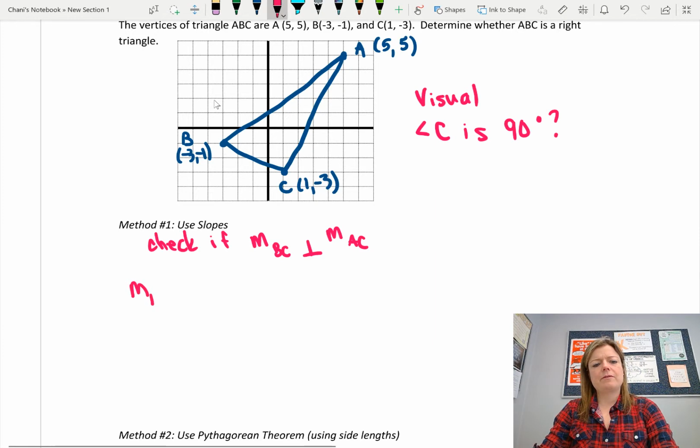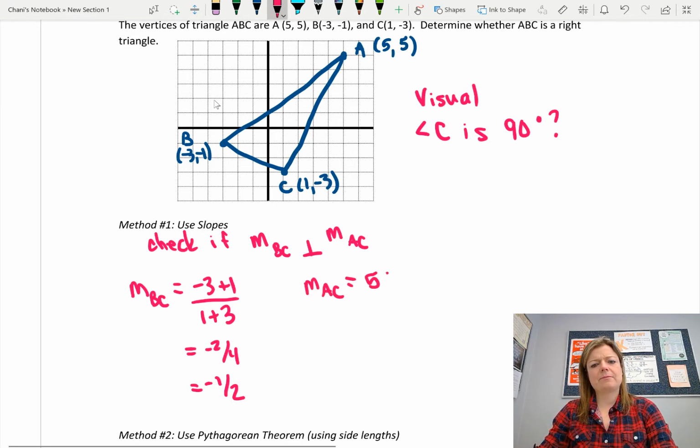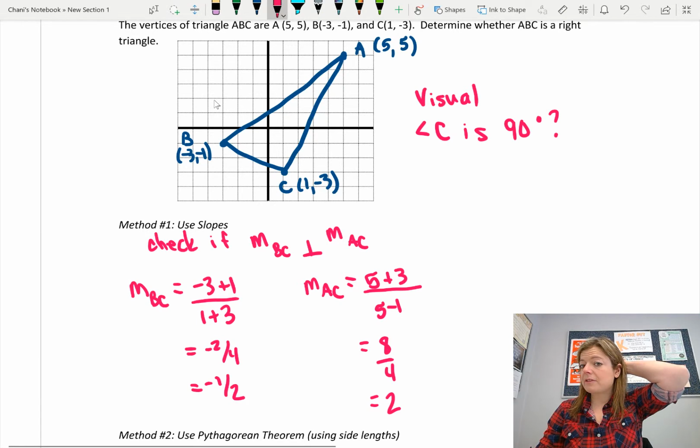So the slope of BC is -3 plus 1 divided by 1 plus 3. So -2 over 4. So reduce that to -1/2. Okay, and the slope of AC is 5 plus 3 divided by 5 minus 1. So 8 divided by 4 is 2. Okay, so now we need to write a sentence. These are negative reciprocals, so therefore this is a right angle.